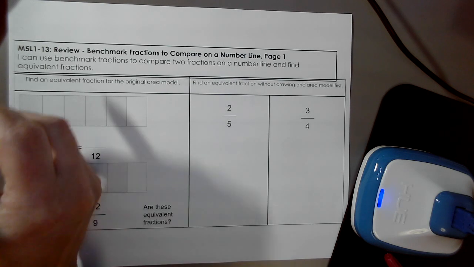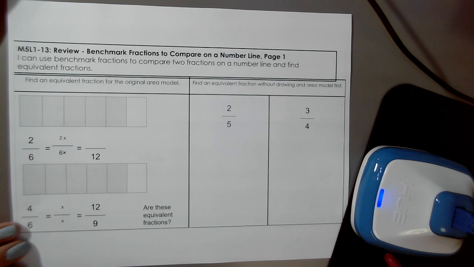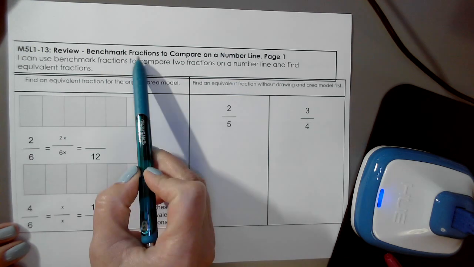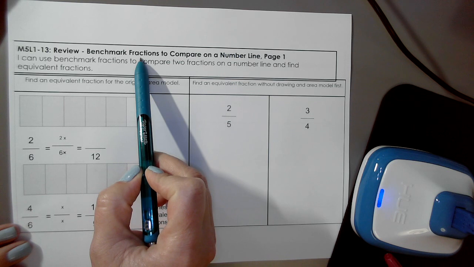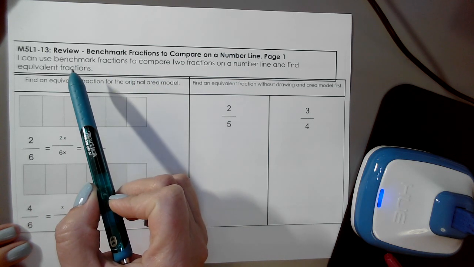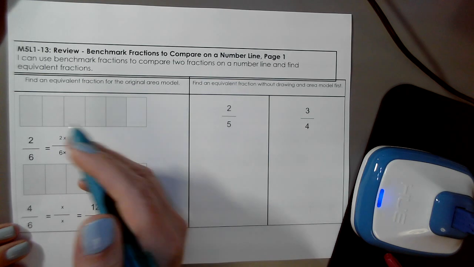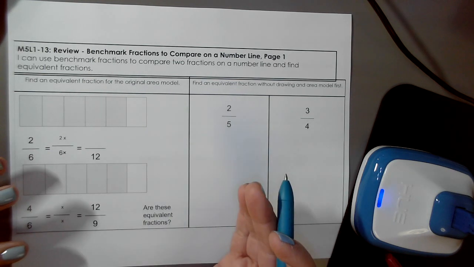Boswell, and we're going to be doing a Module 5, Lesson 1 through 13 review. We're going to be talking about those benchmark fractions to compare on a number line. Okay, it says, I can use benchmark fractions to compare two fractions on a number line and to find equivalent fractions. And we did a lot of this before you left for winter break, and we're going to come back to it.